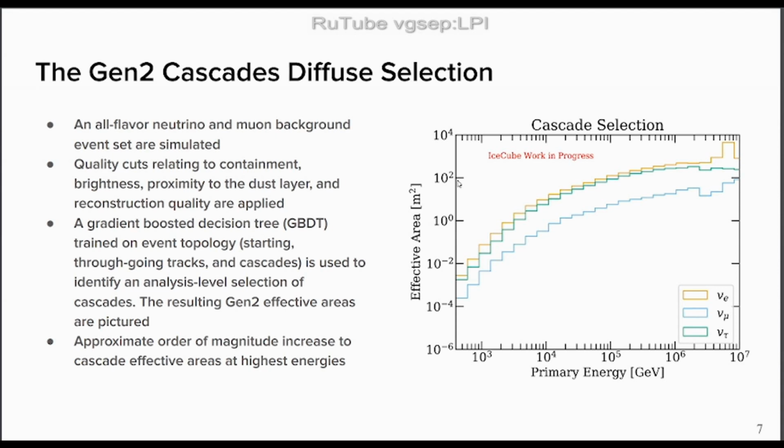Okay, so for IceCube-Gen2 at these highest, TeV and PeV energies, we do see about an order of magnitude increase in effective area.